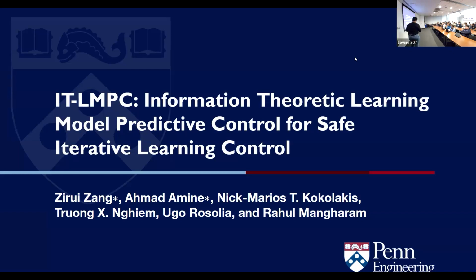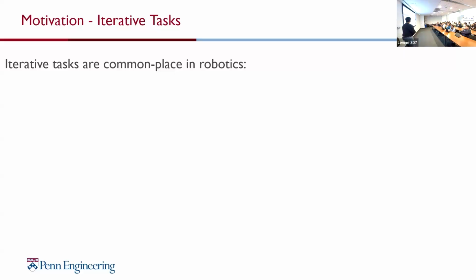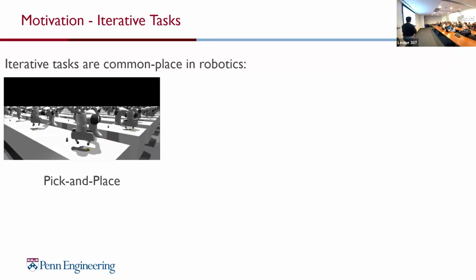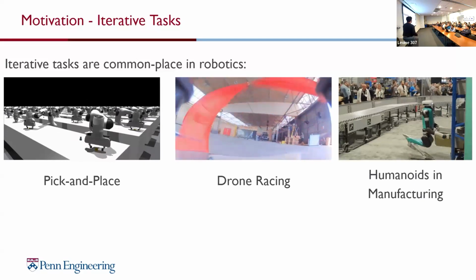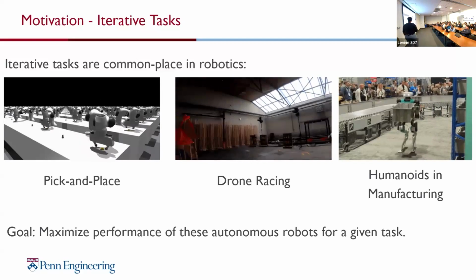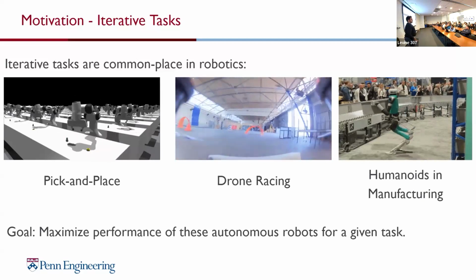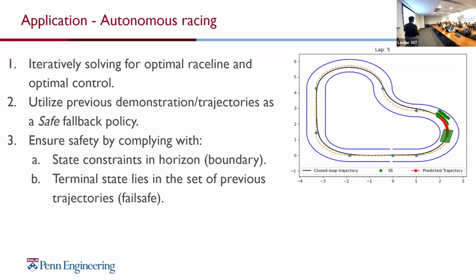To motivate a bit, the problem that we'll be considering: we'll take a look at iterative tasks that are commonplace in robotics, from applications ranging from pick and place with robotic arms to drone racing for quadrotors, or even humanoids in manufacturing where you have to pick and place a certain item repetitively over time. So the goal that we're specifically interested in is maximizing the performance of these autonomous robots for any of these given tasks. And the specific application that I'll be looking at today is autonomous racing, so autonomous car racing.